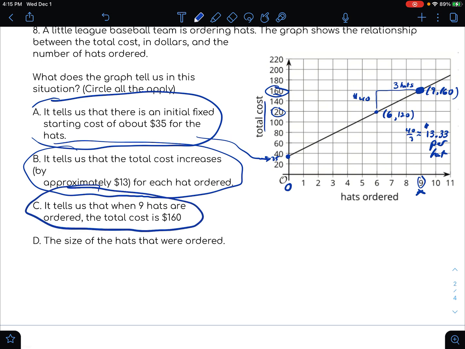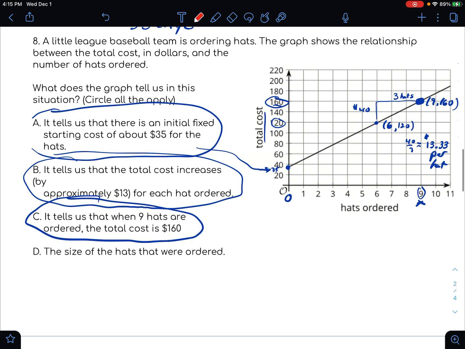So ABC so far. The size of the hats that are ordered. Okay, this graph here doesn't tell us anything about the size of the hats that are ordered. It tells us how many hats are ordered and the total cost. So that is not something that we see on the graph and can interpret from the graph.